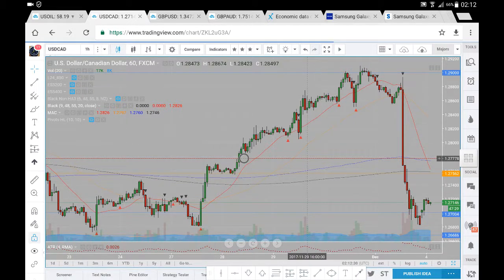So this is the US dollar CAD analysis for Monday the 4th of December. Now let's have a look at what happened with prices and where they're likely to go.